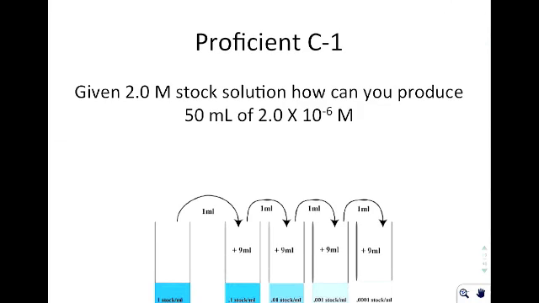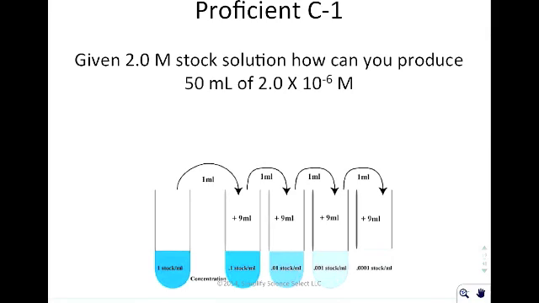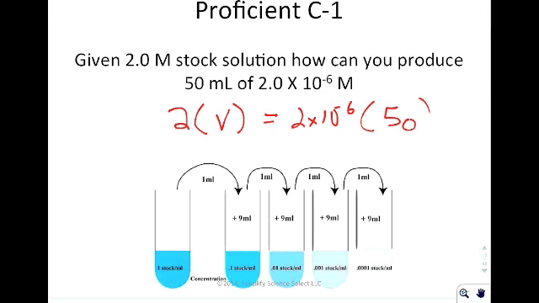So an example of this would be, given a 2.0 molar stock solution, how can you produce 50 mL of 2 times 10 to the minus 6th molarity? So the first thing we want to do is look at it from the perspective of a dilution. So I have a 2 molar stock solution. I don't know how much I'm going to put in, but I know that I want to get 2 times 10 to the minus 6 molarity out, and I want 50 mL of it. So I'm asking, how much of this original solution do I need in order to make this occur?